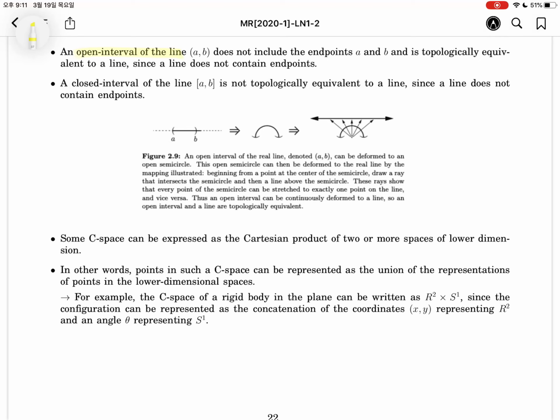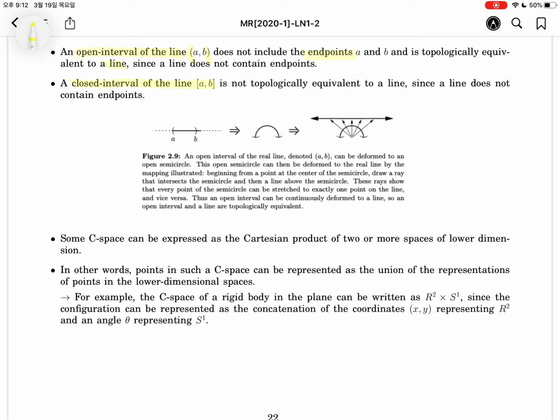The open interval of the line is not a basic element. The open interval of the line does not have any endpoint. So let's extend it by attaching the end side. Let's just extend the open interval line. Then we can get the line, because it does not have any endpoint. So the line and the open interval line are topologically equivalent. Is it right? That's true.